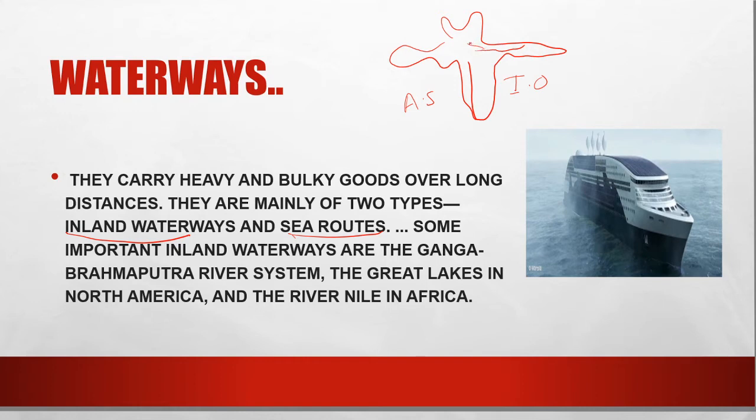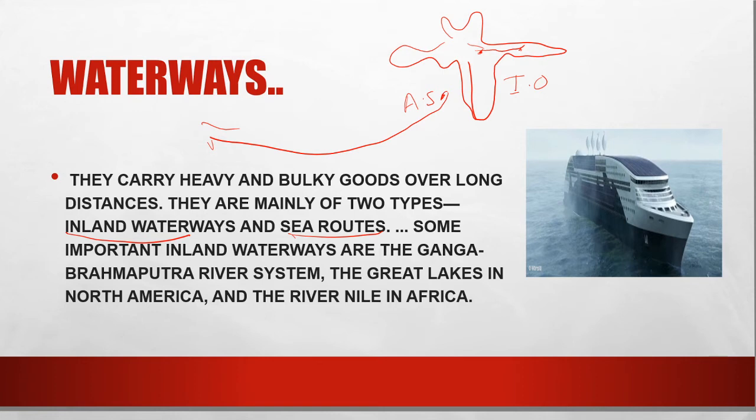So if we connect Allahabad with a place located in West Bengal, then it is an example of inland waterways. That we are able to connect rivers, and we are transporting goods or people through the help of rivers. That is known as inland waterways. But in sea routes, like from here, a ship is sent to North America. Hence, it is an example of sea route.